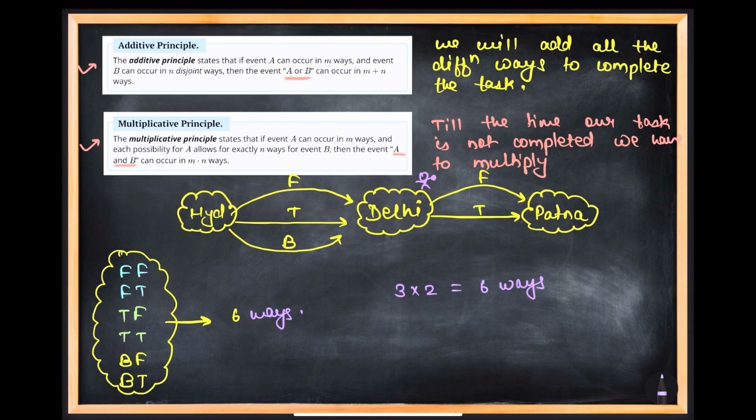I hope now you have command over this definition, but try to memorize these two things. The first thing is, till the time our task is not completed we have to keep on multiplying. The second idea is, we have to add all the different ways of completing the task. I hope the idea is clear and we are good to go with illustrations.